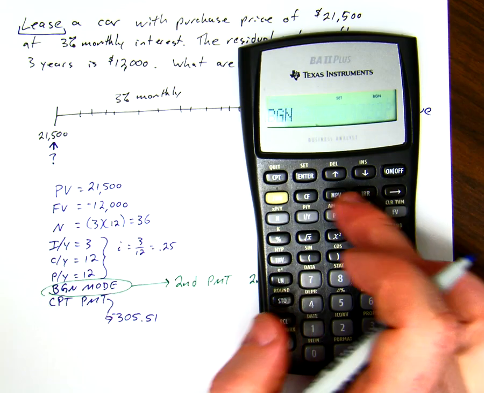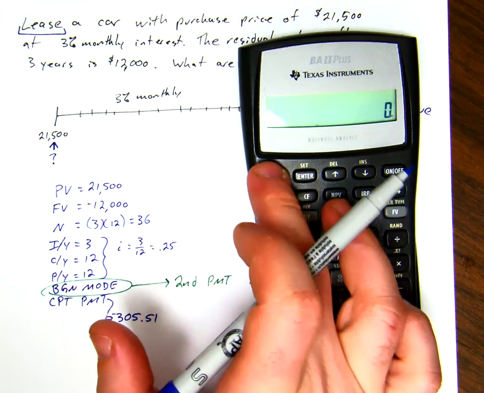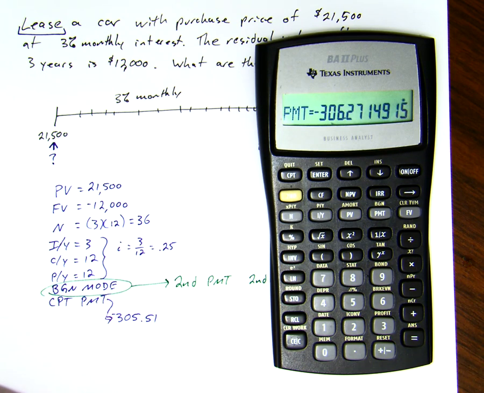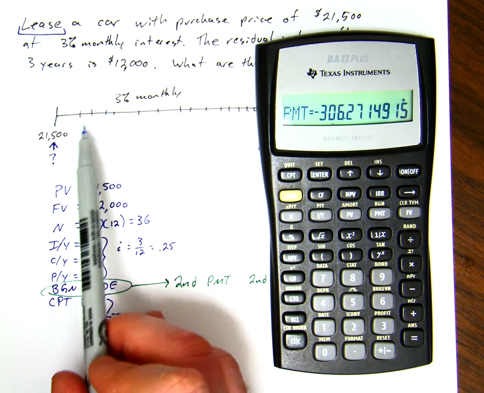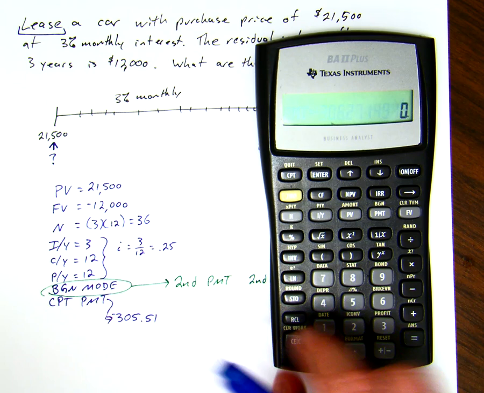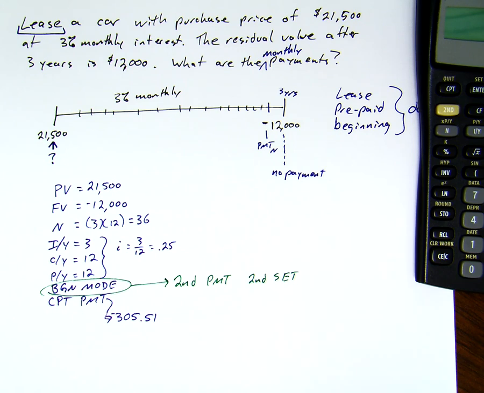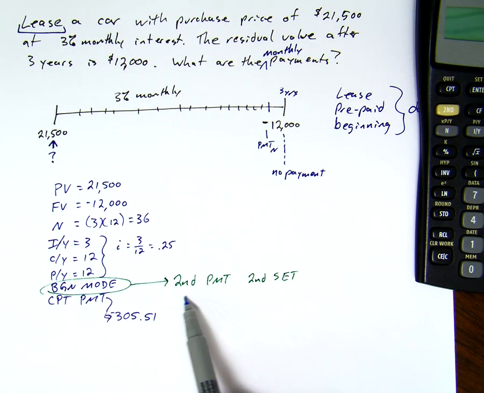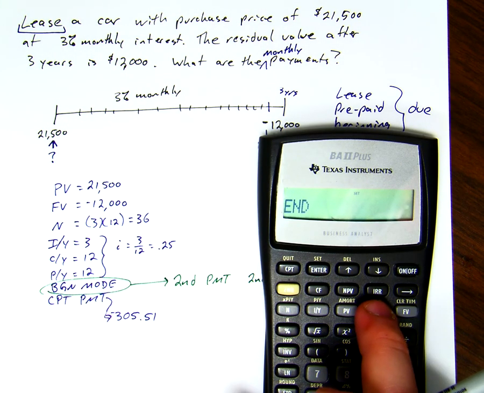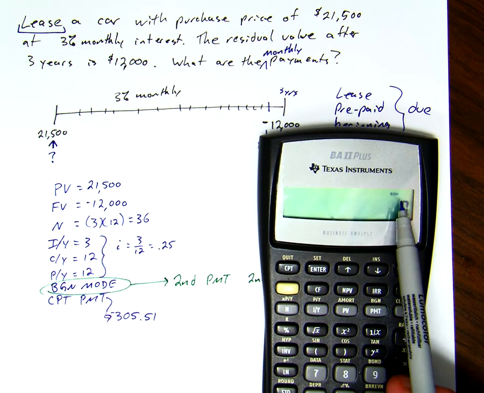Just for comparison, if I did this in end mode, so the payments were at the end of the month, compute the payment, and it'd be $306.27. We'd have to pay more because we wouldn't be making this payment right at the beginning. So the big thing here for all of the annuity due questions is that we have to set it into begin mode. We do second function payment, second function set, changing end to begin, and we're going to get the little label up here.